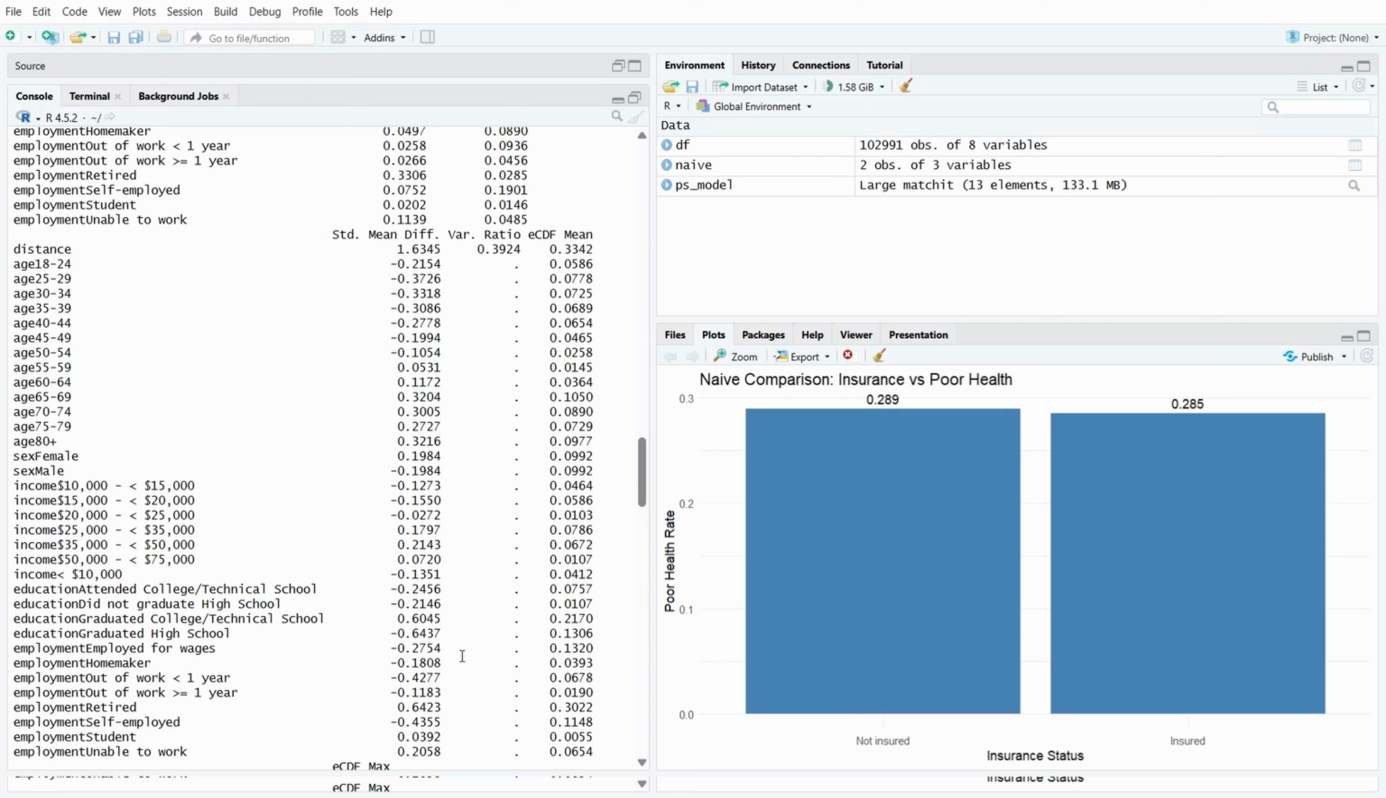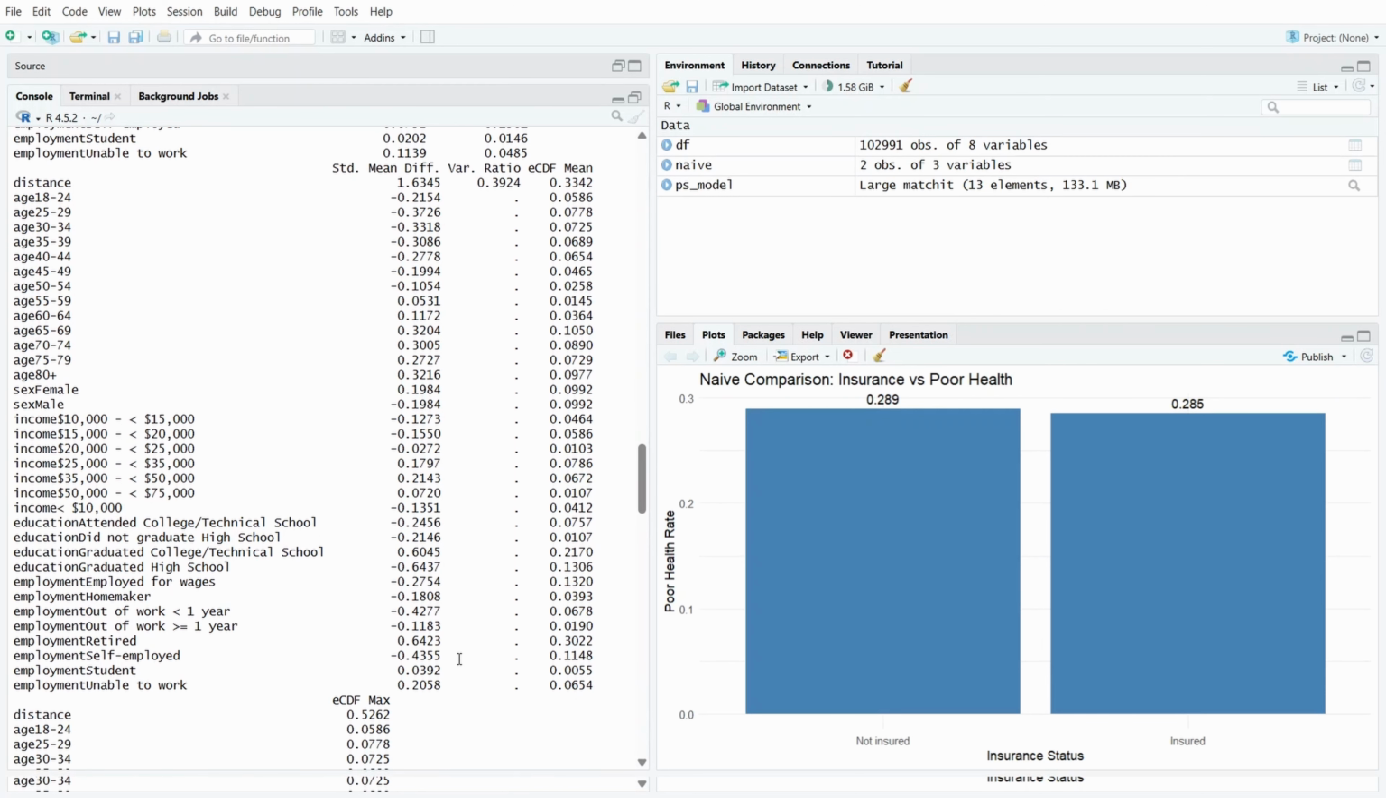Overall, this first section confirms that insured and uninsured respondents are very different before matching. Without adjustment, comparing health outcomes between these groups would likely produce biased estimates because the groups differ across many demographic and socioeconomic characteristics.